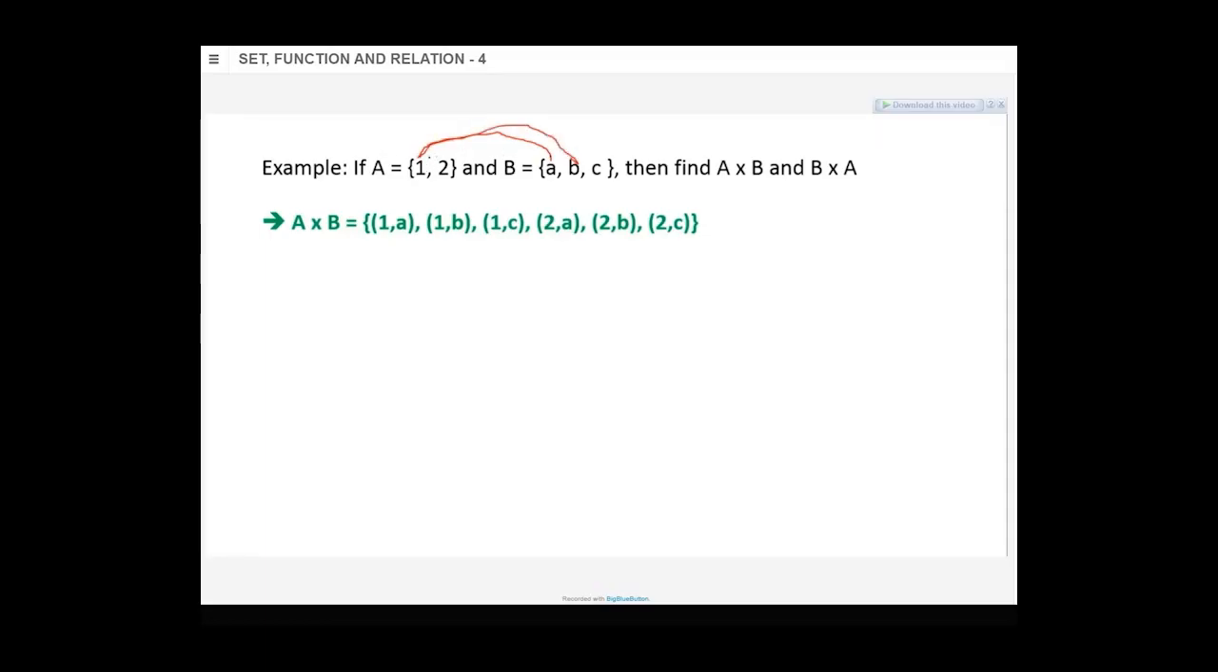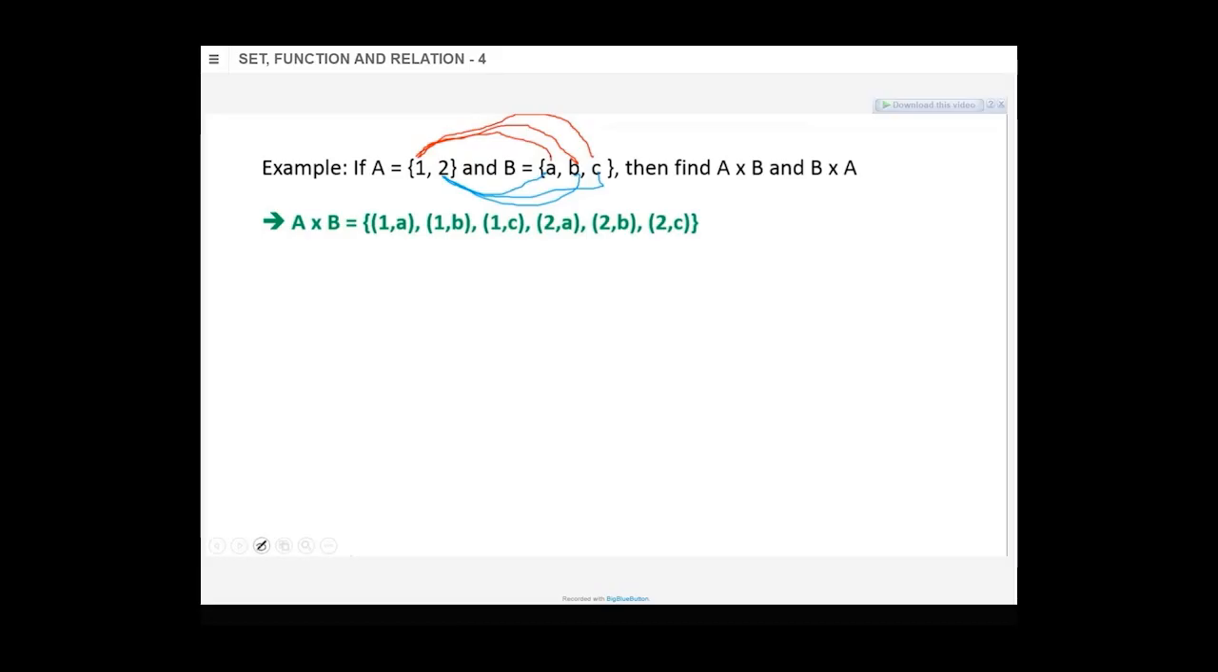Okay. Now dear student, tell me in A cross B, how many elements are there in that set? इधर इसमें कितने elements है? Number of elements. One bracket will be called one element. Okay. 1 comma a together is one element because that is in a bracket. तो कितने elements हैं? 6. And B cross A में भी 6 elements हैं.